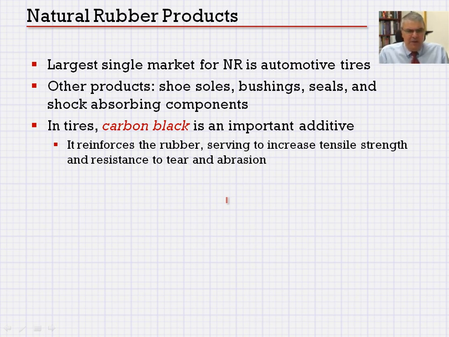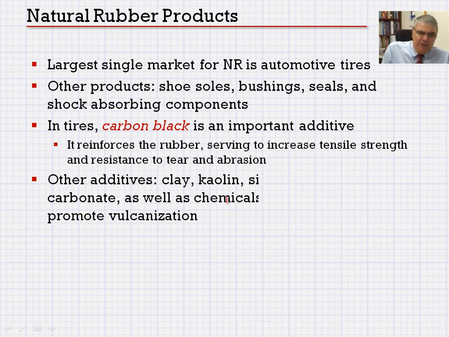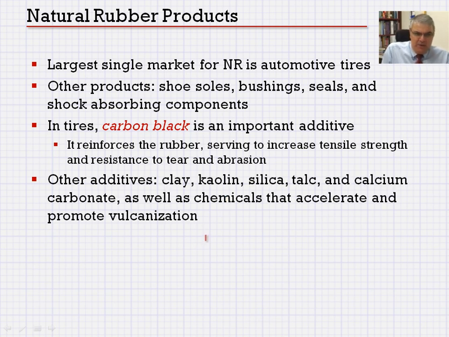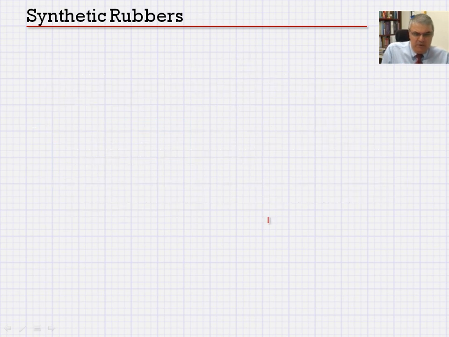In tires, an important additive to natural rubber would be carbon black. The carbon black would actually reinforce the rubber. It is going to increase tensile strength, and it is going to increase the resistance to tear and abrasion of the tires. Other additives are clay, silica, and calcium carbonate, and other chemicals that accelerate and promote vulcanization.